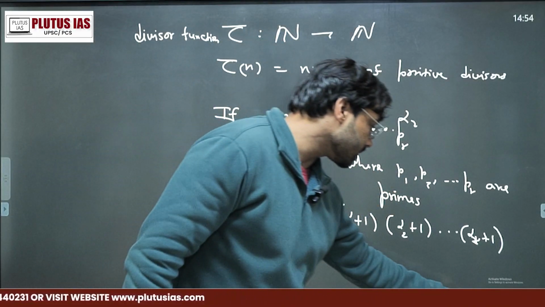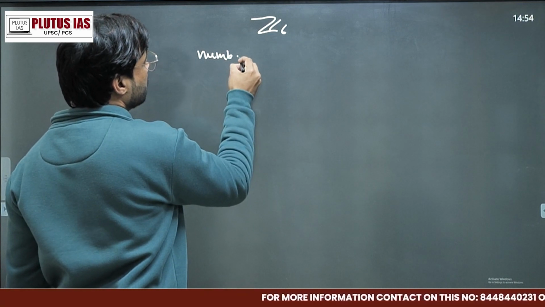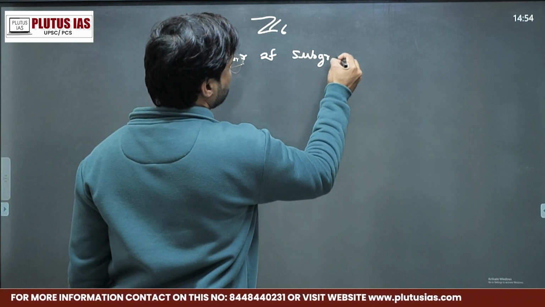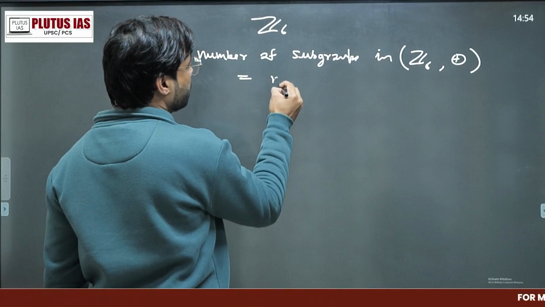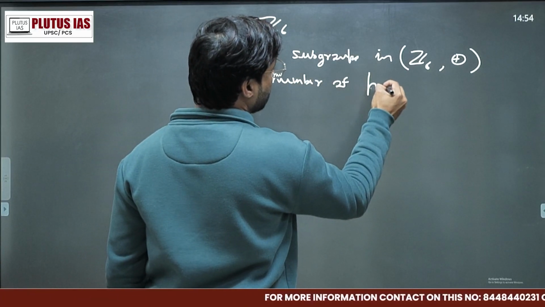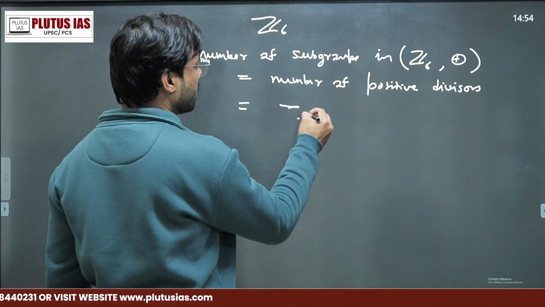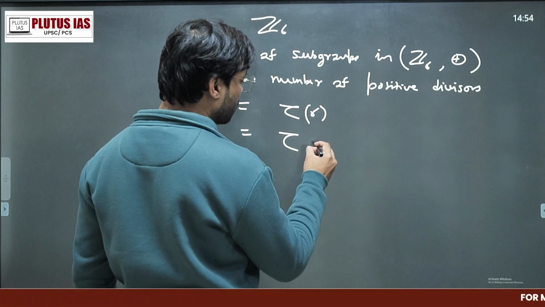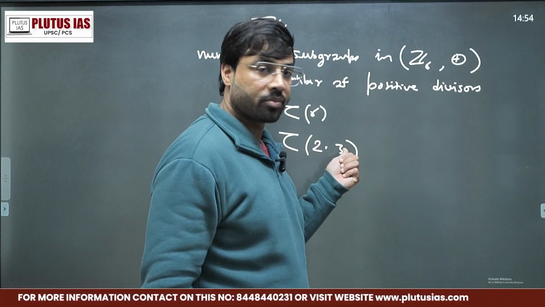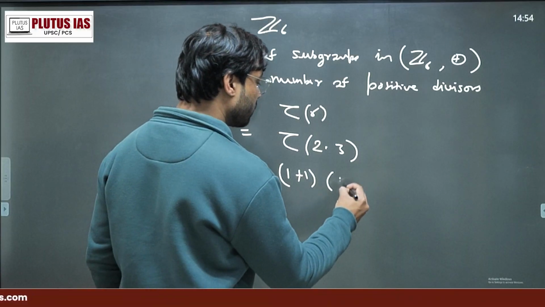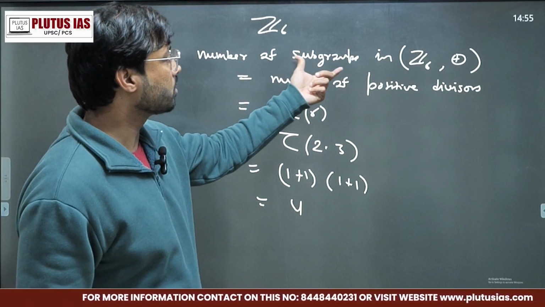So in the case of Z6, we can calculate the number of subgroups as the number of positive divisors, tau(6). We write 6 as 2 to the power 1 times 3 to the power 1. That means 2 is a prime to the power 1, and 3 is also a prime to the power 1, so we get (1 plus 1)(1 plus 1), which is 4. So the number of positive divisors of 6 is 4, and therefore the number of subgroups in Z6 is 4.